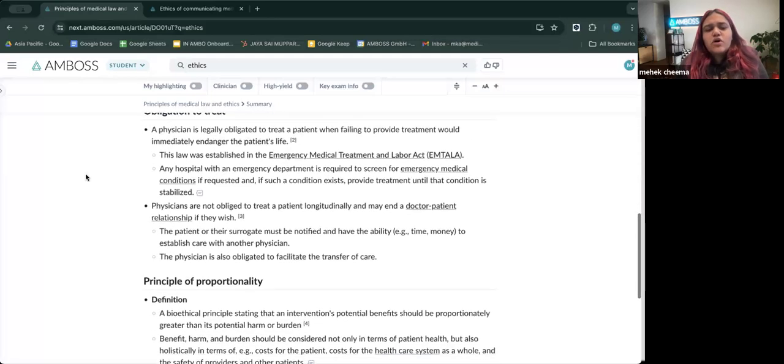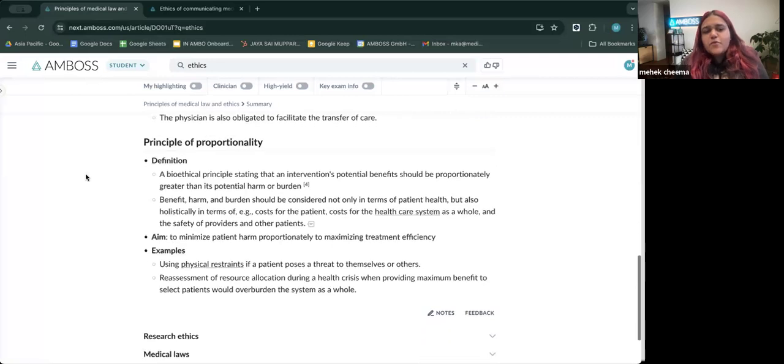Apart from that, we talk about the principle of proportionality. The principle of proportionality is exactly what I talked about, how you have to understand your intervention's potential benefits, and they should be proportionally greater than the harm, which means, I'll give you an example.